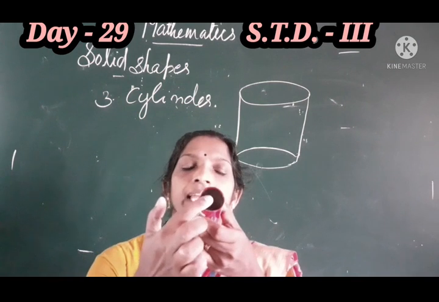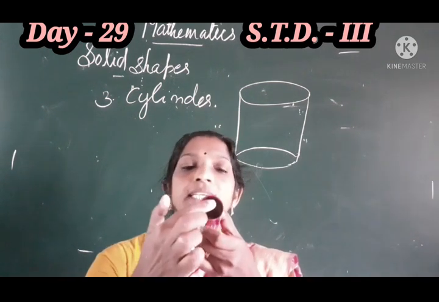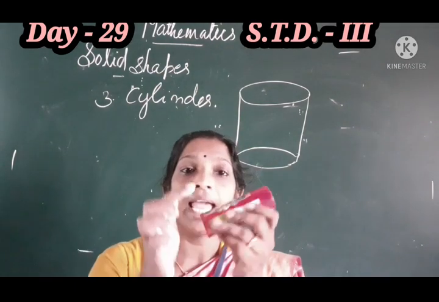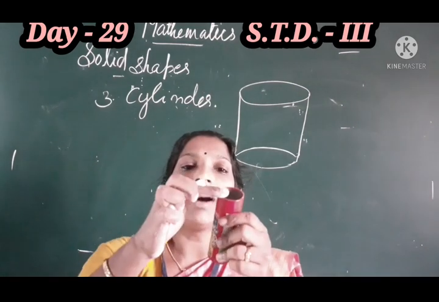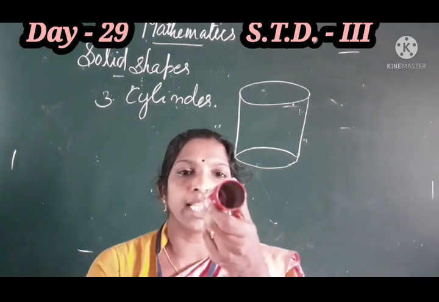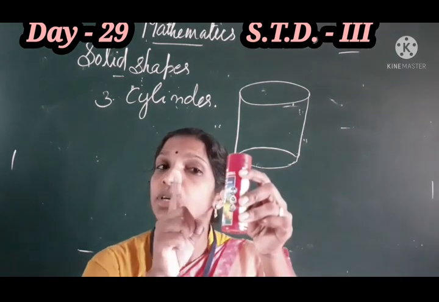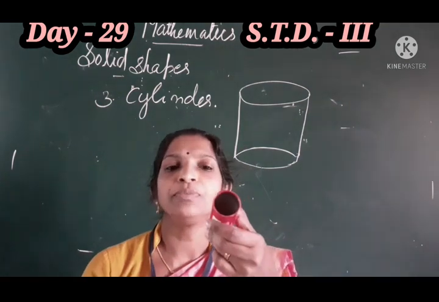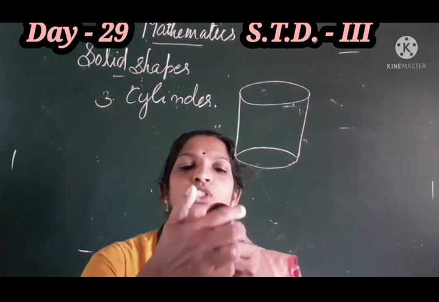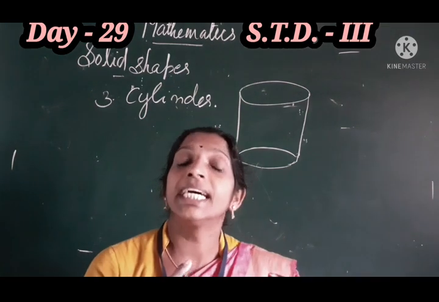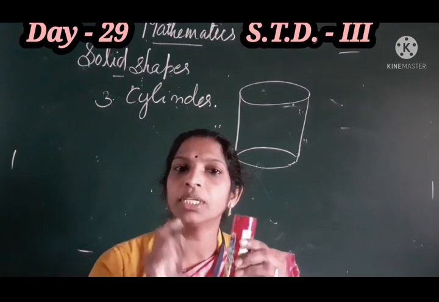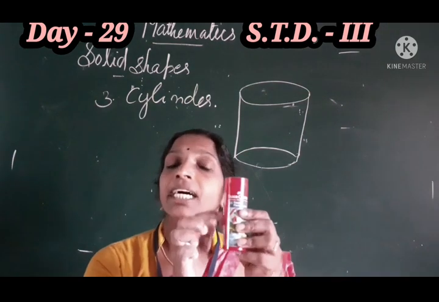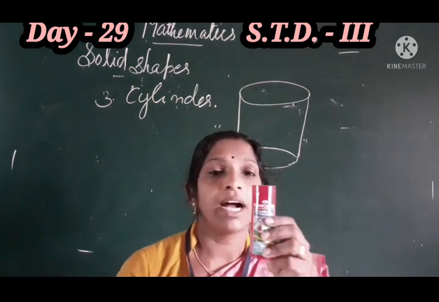This plane surface, this also a plane surface. How many circular faces? 1 and 2, up and down, circle shapes. So 2 circular faces. Then how many edges? Here this is 1, this is 2. 2 curved edges. Curved means balanya. Then this one is also a curved face.